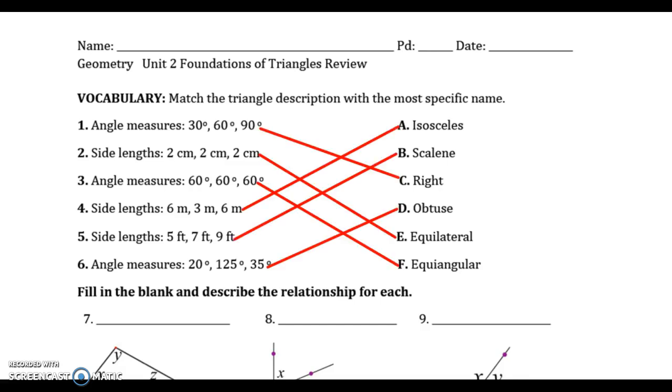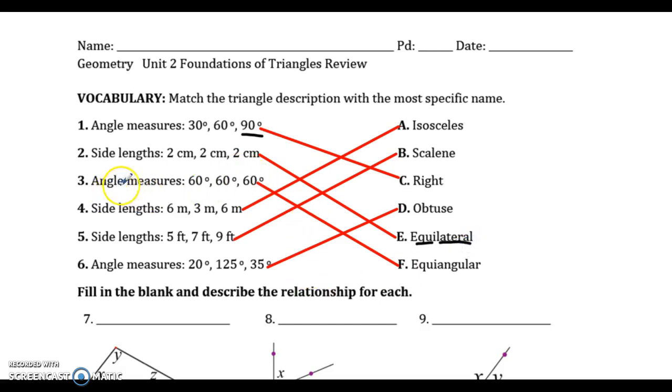You should have gotten number 1 being C. You know that number 1 is C because 30, 60, and 90 degrees. In the triangle, this 90 indicates to you that it is going to be a right triangle. For the second one, it says side lengths 2, 2, and 2 centimeters respectively. That tells us that the triangle is equilateral. Equi meaning equal, lateral meaning sides.